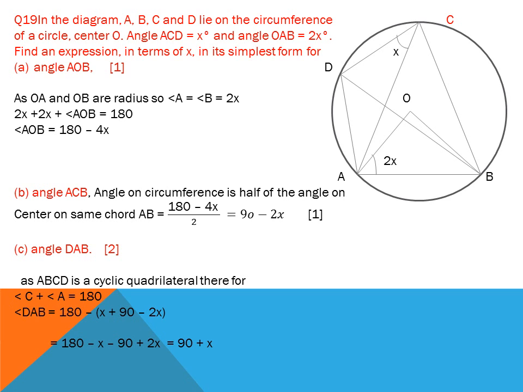So angle DAB. We have already found that angle ACB is 90 minus 2x and the total angle C is x plus 90 minus 2x. I have already explained that the sum of opposite angles of a cyclic quadrilateral should be 180. So angle A plus angle C is equal to 180. So DAB is equal to 180 minus x plus 90 minus 2x. I find that angle DAB is equal to 90 plus x.